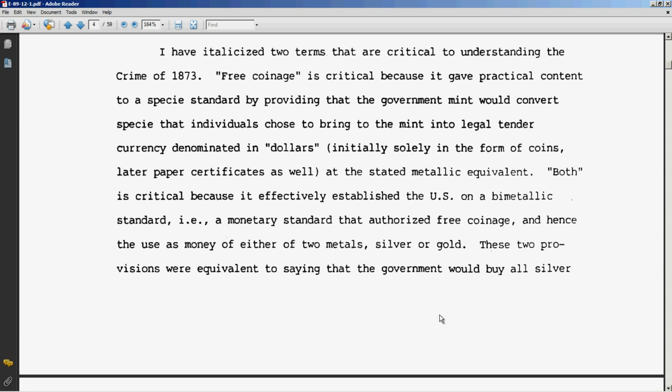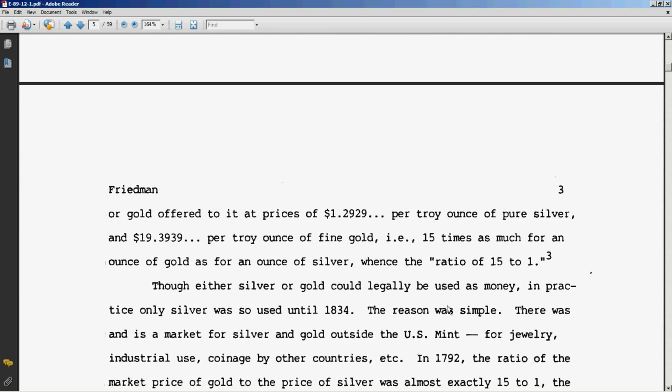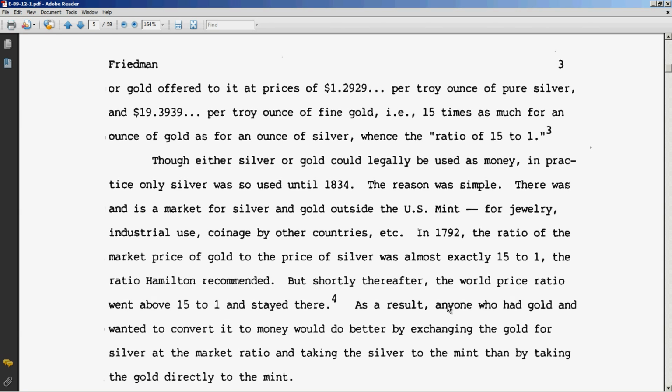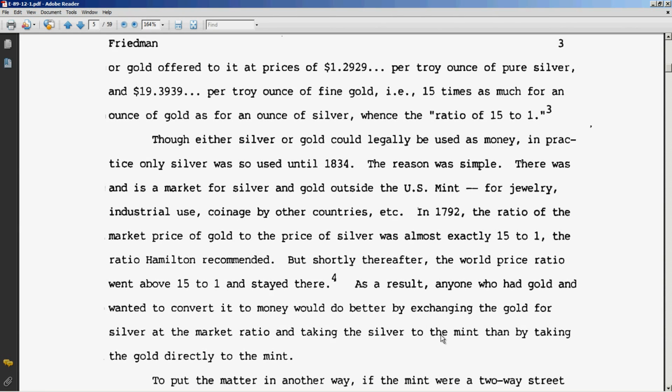These 2 provisions were equivalent to saying that the government would buy all the silver or gold offered at the prices of $1.2929 per troy ounce of pure silver, or $19.3939 per troy ounce of fine gold, 15 times as much for an ounce of gold as for an ounce of silver, whence the ratio 15 to 1. Though either silver or gold could legally be used as money, in practice only silver was used until 1834. The reason was simple. There was and is a market for silver and gold outside the U.S. Mint, for jewelry, industrial use, coinage by other countries, etc. In 1792, the ratio of the market price of gold to the price of silver was almost exactly 15 to 1, the ratio Hamilton recommended. But shortly thereafter, the world price ratio went above 15 to 1 and stayed there.